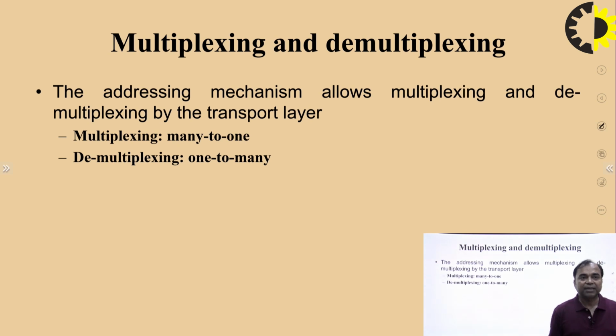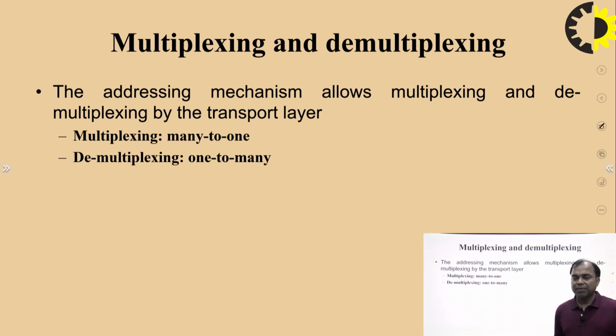Next is multiplexing and demultiplexing. The addressing mechanisms allow multiplexing and demultiplexing by the transport layer. It means the transport layer is responsible for sending different processes' data over a single channel or network, and it does this with the help of multiplexing. Multiplexing is many-to-one data sending, and demultiplexing is one-to-many.